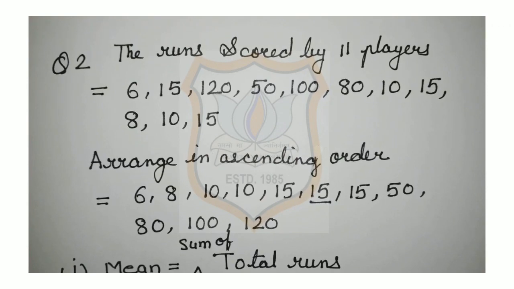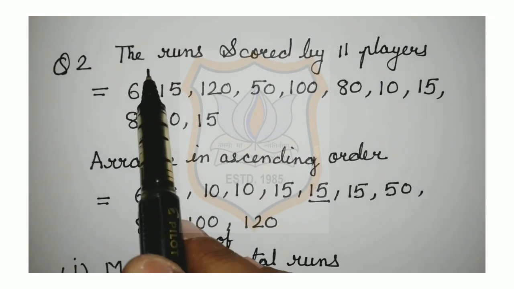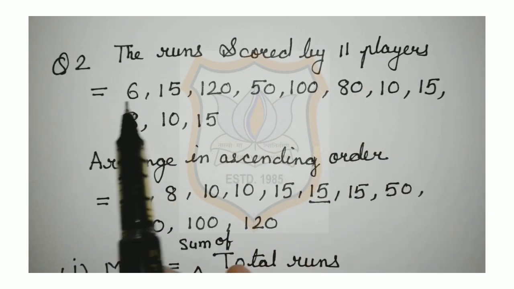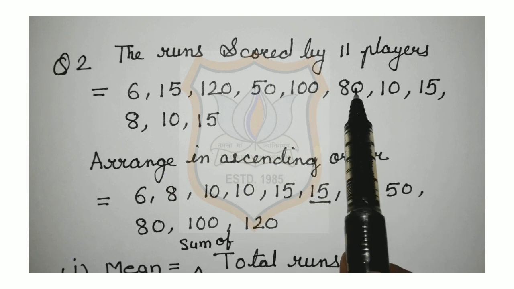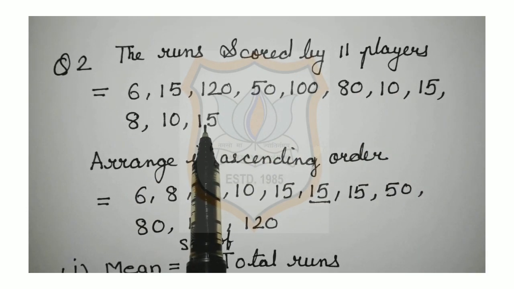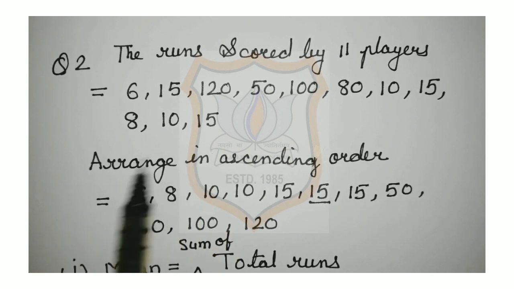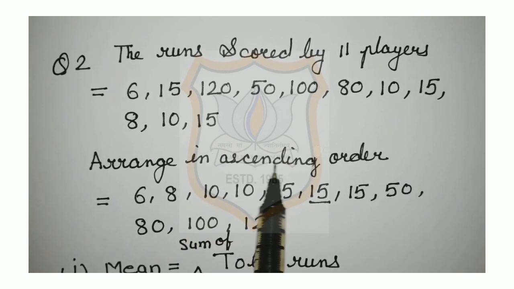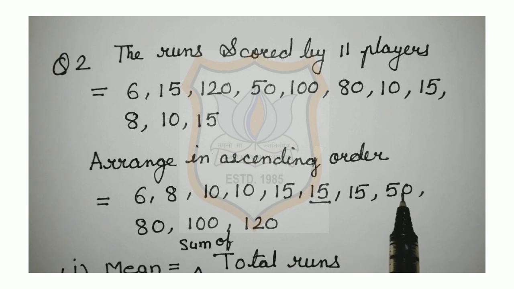So students, let's solve question number 2 of exercise 3.2, the runs scored by 11 players. They are 6, 15, 120, 15, 100, 80, 10, 15, 8, 10 and 15. First, I have arranged them in ascending order. In ascending order they are 6, 8, 10, 10, 15, 15, 15. See, 15 occurs 3 times. Then 50, 80, 100 and 120.